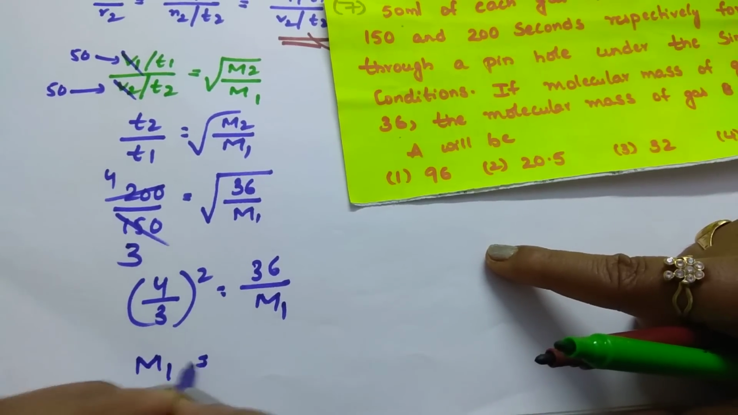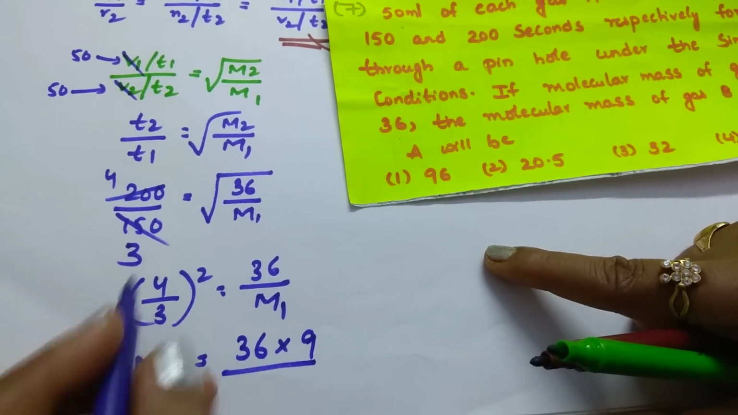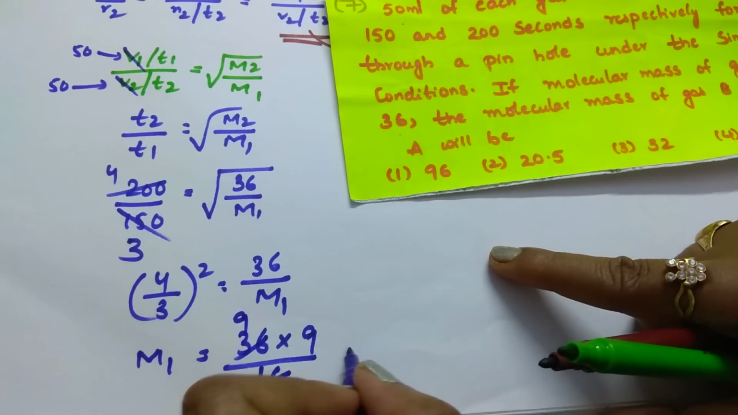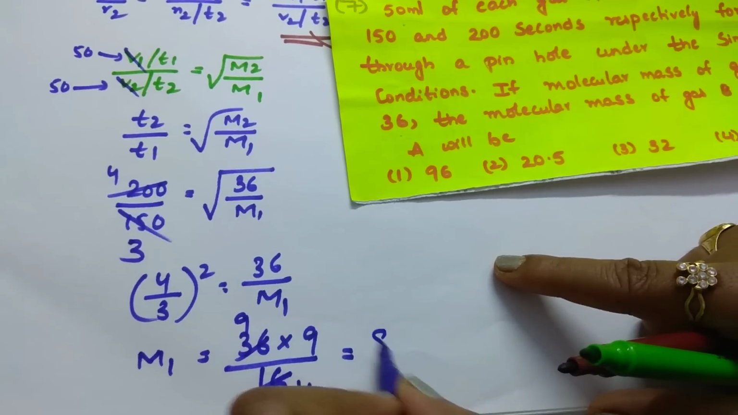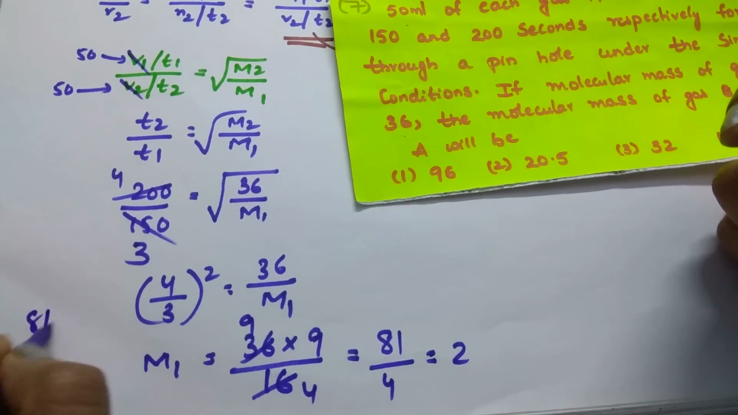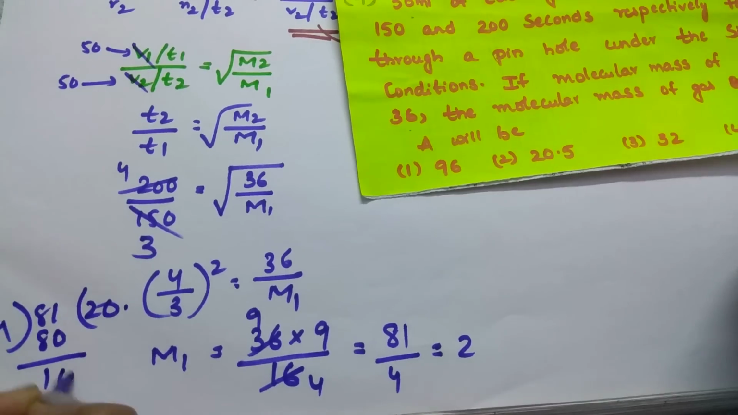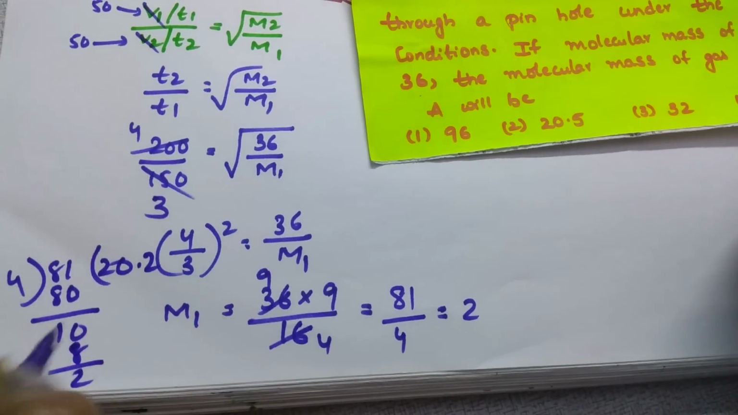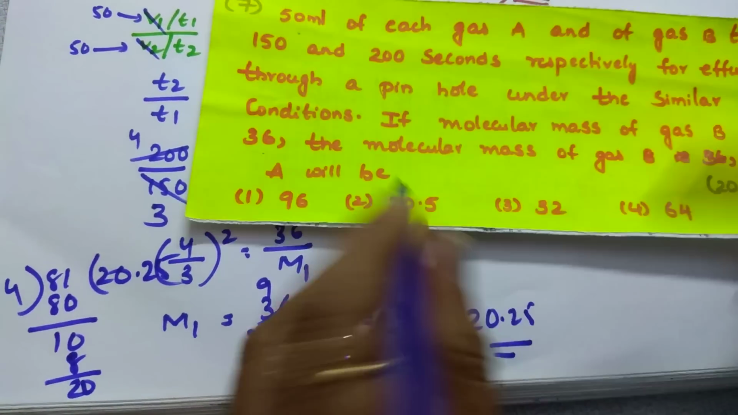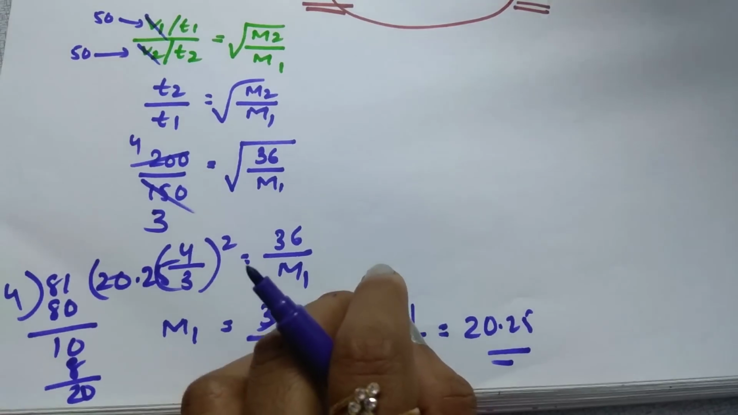Then M1 equals 36, with 3 squared 9 coming to the numerator, divided by 16, which is 4. 4 nines are 36. You will get how much? 81 divided by 4. 4 twenties are 80, 1 left, 4 twos are 8, 4 fives are 20. So the answer is 20.25. Which option? This is 20.25, second option. Clear? Next question.